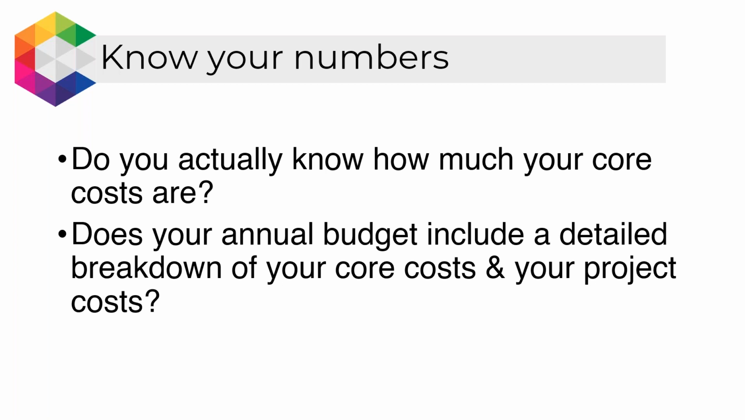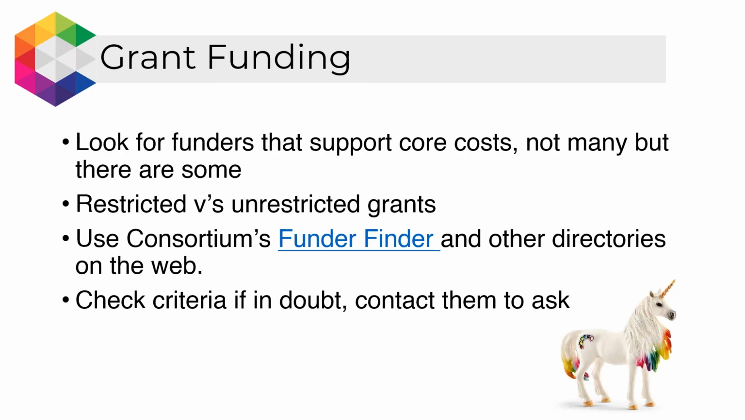So now I want to talk to you about grant funding, and I put a little picture here on this slide, which is a little unicorn, because sometimes we like to refer to core cost funding grants as unicorn grants, because they are quite few and far between, but they do exist. So what you can do is really look for funders that support core costs. As I say, there aren't many, but there are some.